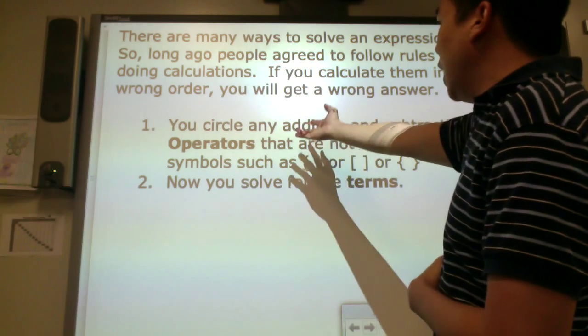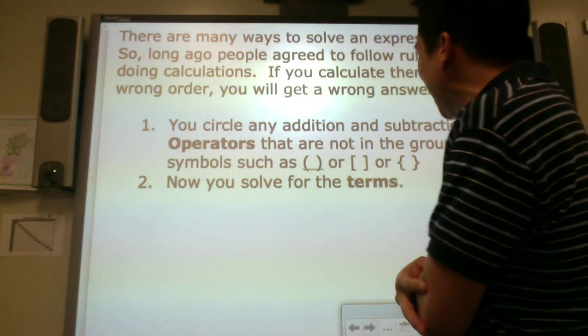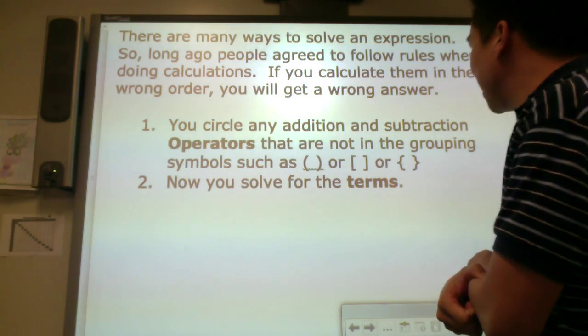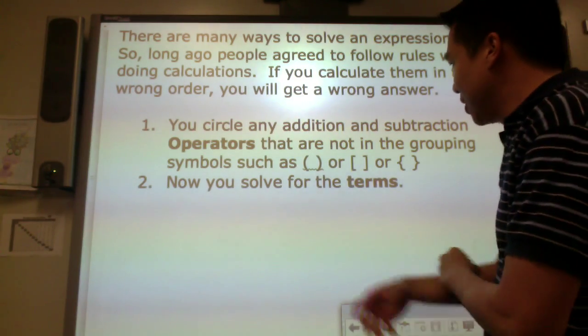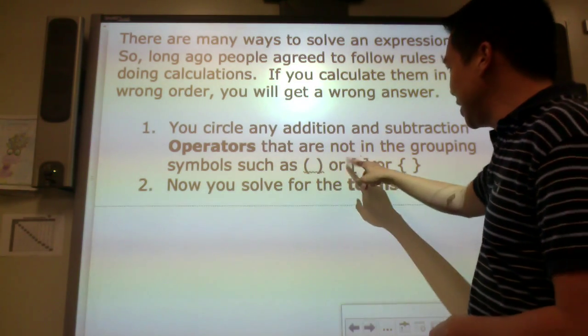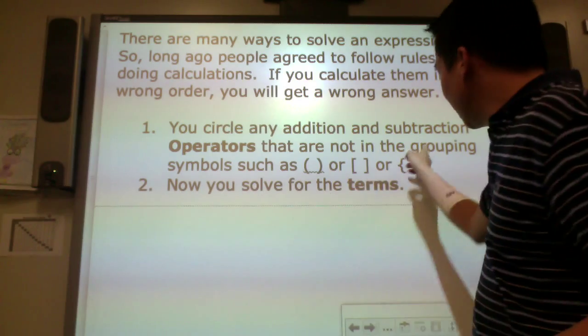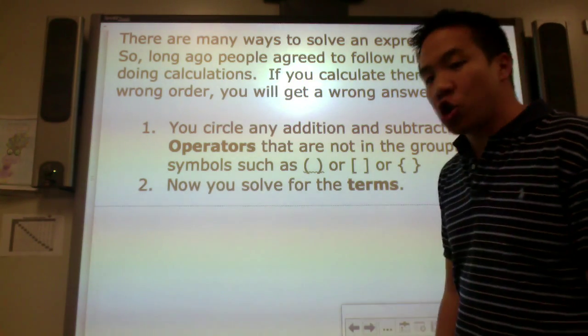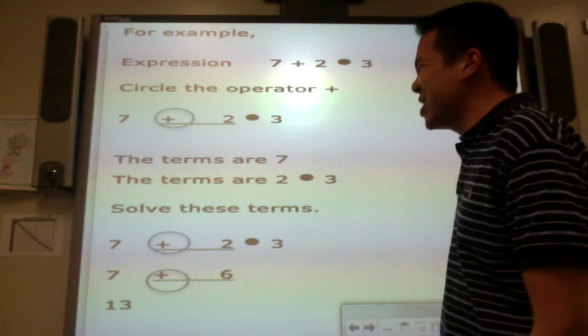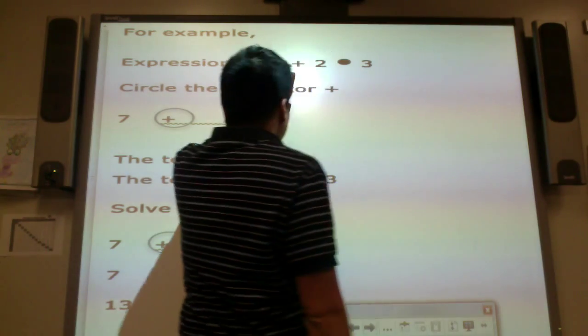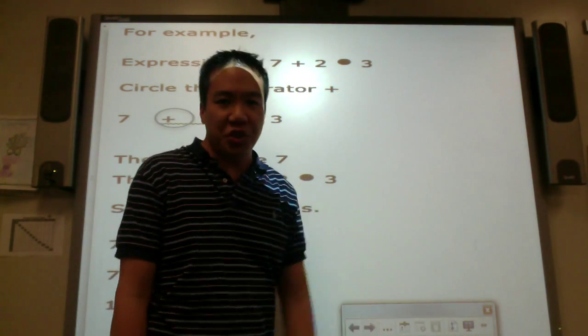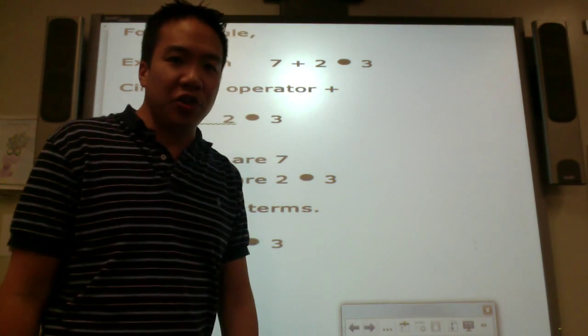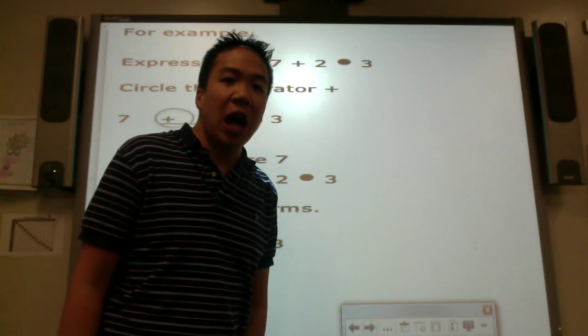So you circle any additive and subtractive operators that are not in the grouping symbols, such as parentheses, brackets, or these little symbols. Now you solve for the terms. For example, what does that mean? You are given a problem 7 plus 2 times 3. What additive and subtractive operators do you see?